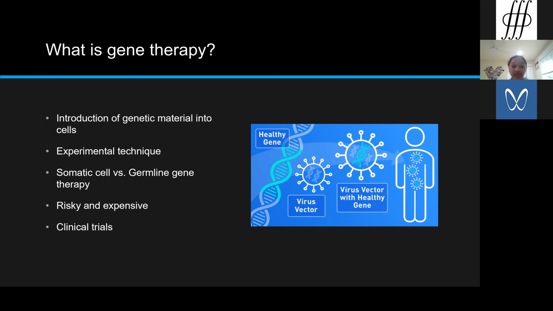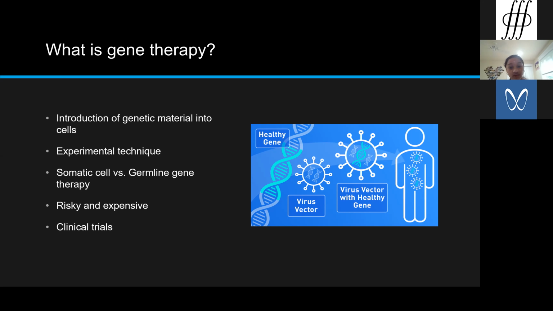And then also, gene therapy is really risky because, like I said, it's experimental, and it's also very expensive as well. Currently, the only way for you to receive gene therapy is to participate in a clinical trial. And clinical trials are research studies that help doctors determine whether a gene therapy approach is safe for people, and also help them understand the effects of gene therapy on the body.